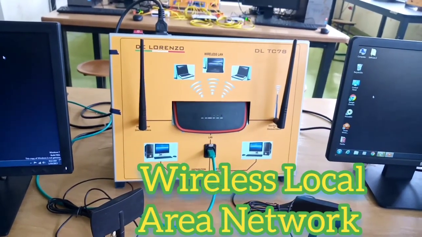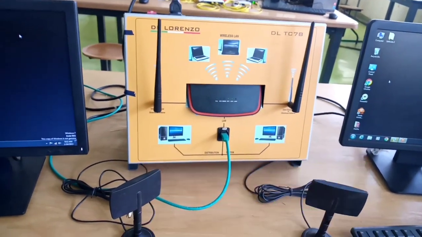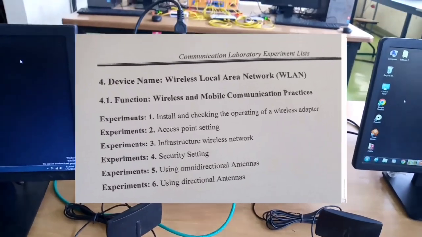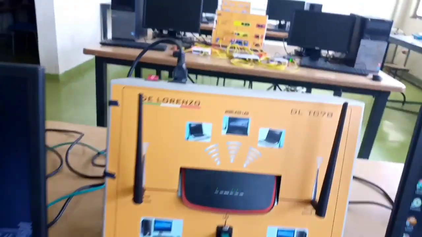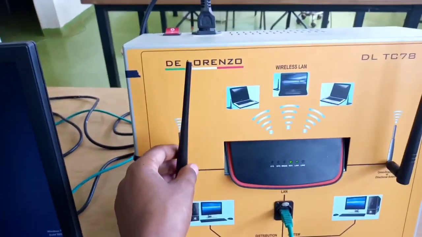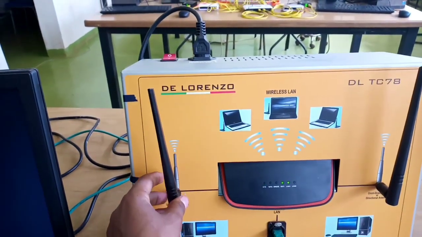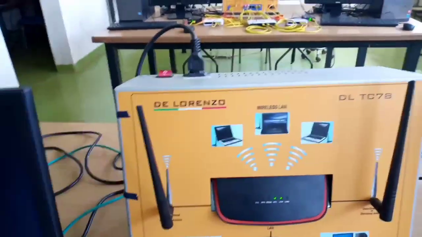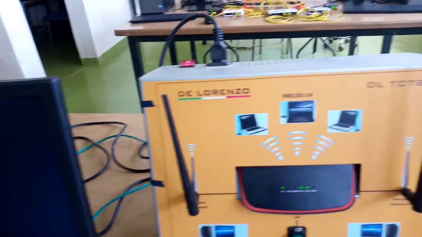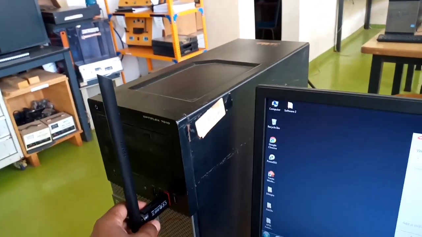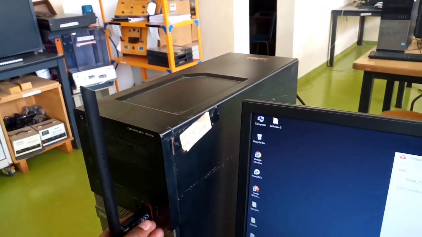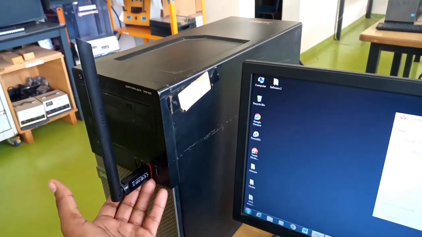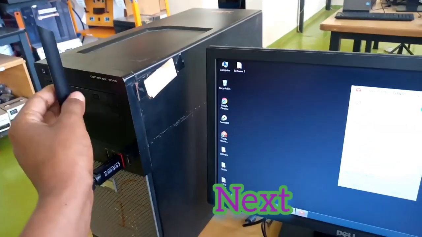Number 5, wireless local area network experiment. From this experiment, we share information wirelessly by using this antenna. This antenna propagates to free space, and this other antenna at the client side receives the data.